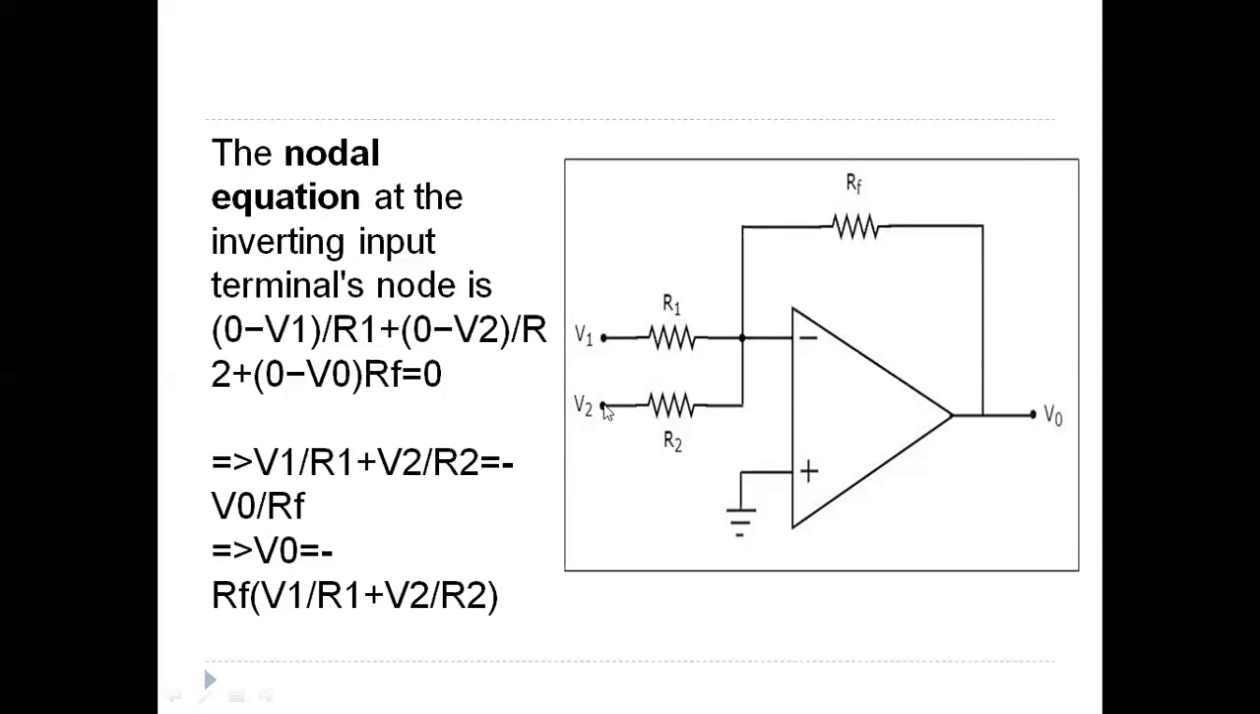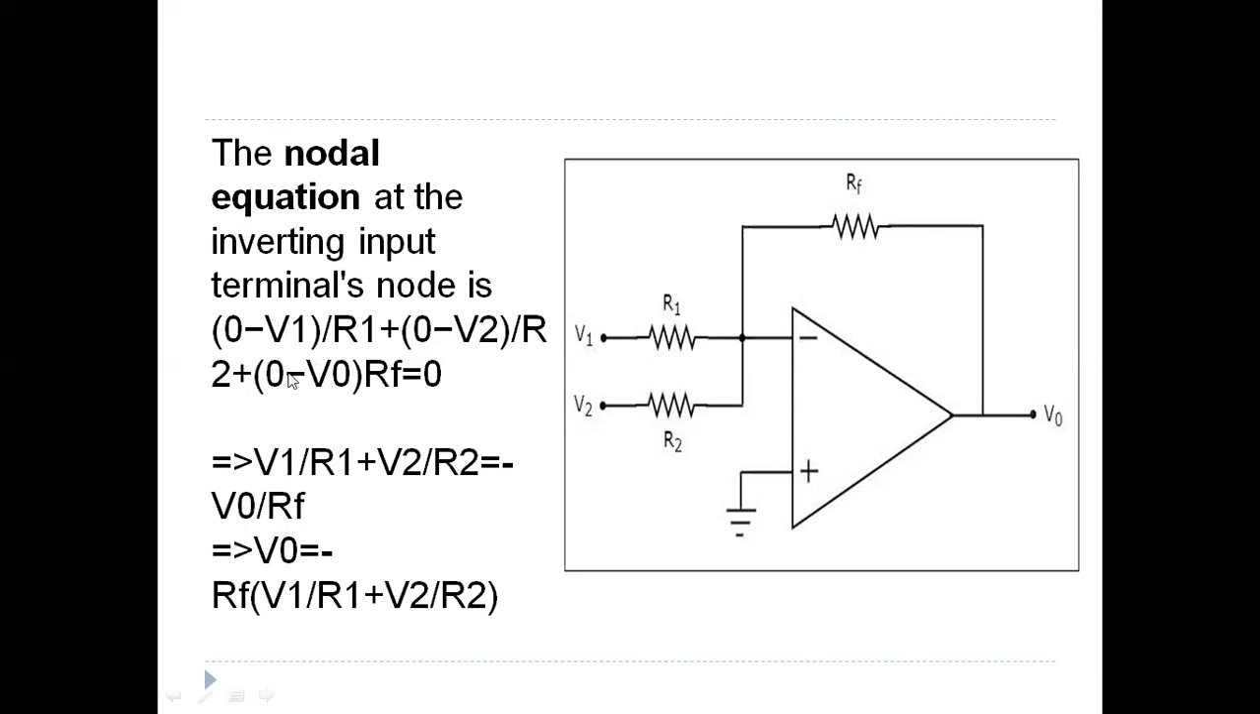Similarly 0 minus V2 by R2, as well as 0 minus V0 by RF. So these three currents are leaving currents starting from this point, I1, I2 and I3. So I1 is the difference voltage, 0 minus V1, by resistance R1, plus this current, 0 minus V2 by R2, and next this current 0 minus V0 by RF is equal to 0.